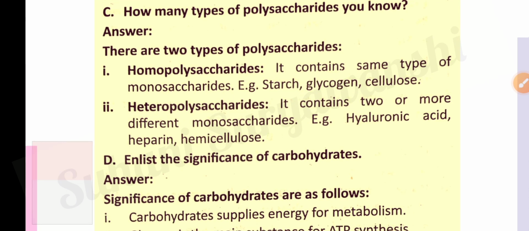C. How many types of polysaccharides you know? Answer. There are 2 types of polysaccharides. First, homopolysaccharide. It contains same type of monosaccharides, that is starch, glycogen, cellulose, etc. Heteropolysaccharides. It contains 2 or more different monosaccharides. For example, hyaluronic acid, heparin, hemicellulose, etc.